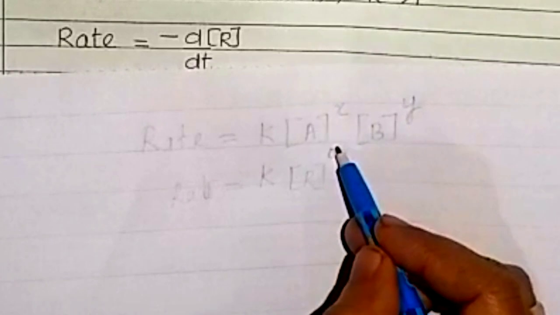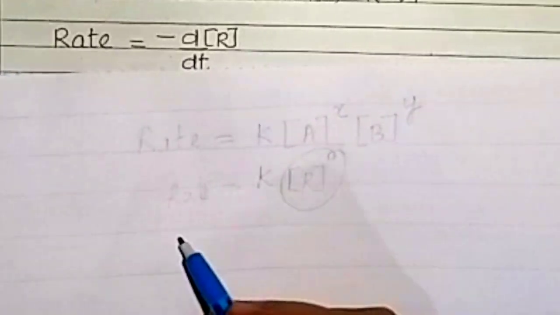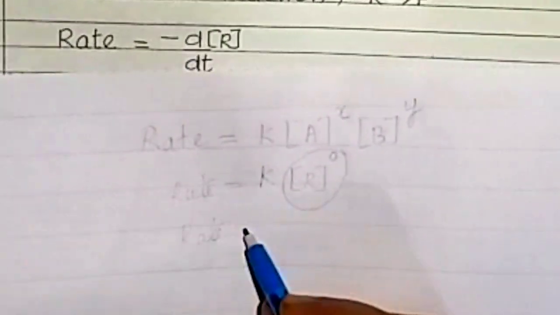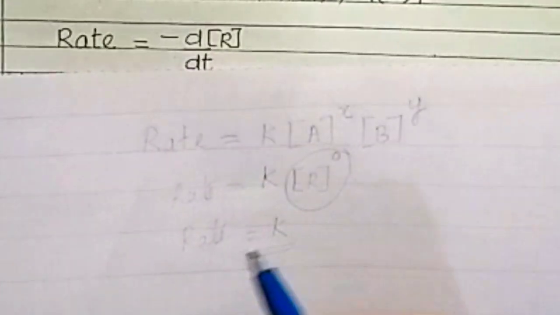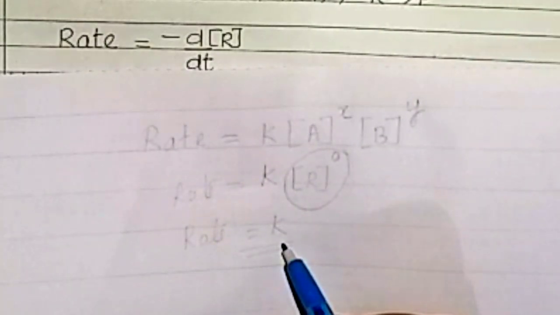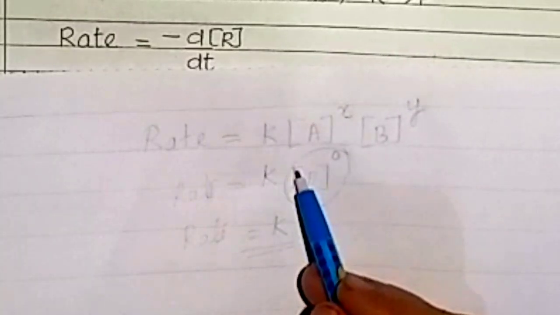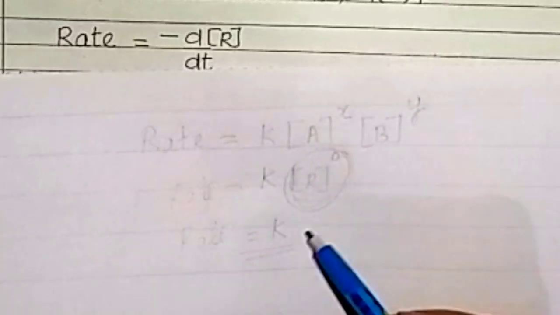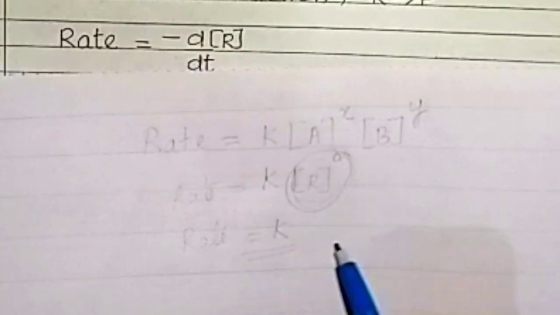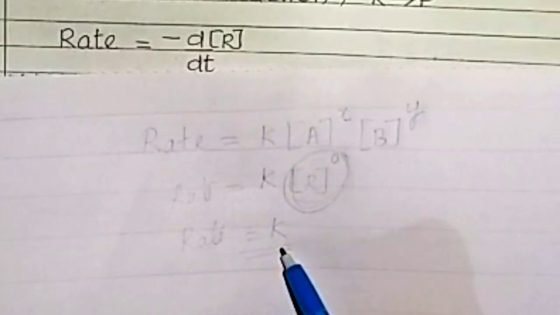Any number to the power 0 becomes 1. Then we get rate is equal to K. Such reactions are known as zero order reactions. That means rate is equal to K. That means the concentration of the reactant does not affect the rate of reaction, because here the concentration term is not present. So rate is equal to K.